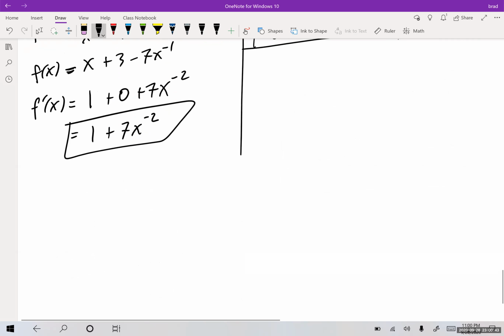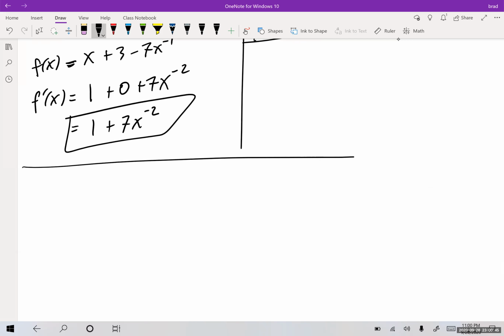I guess we could do a new page real quick. Okay, so let's do a definition. Let me do the definitions in blue.